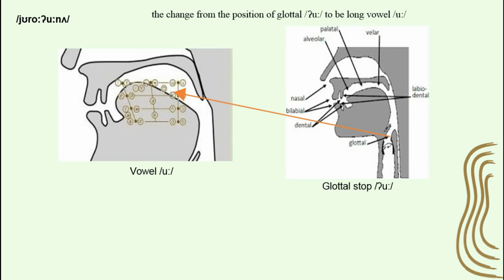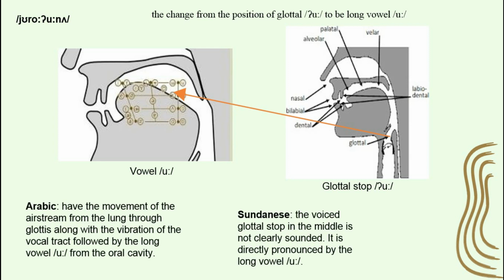Number 3 in the table is the sound of yuro'un. In the middle of the sound, it has the consonant of voiced glottal stop, followed by the long vowel u. It means that in producing this word sound, the native Arab will automatically have the movement of the airstream from the lung through the glottis with the vibration of the vocal tract, followed by the long vowel u from the oral cavity.